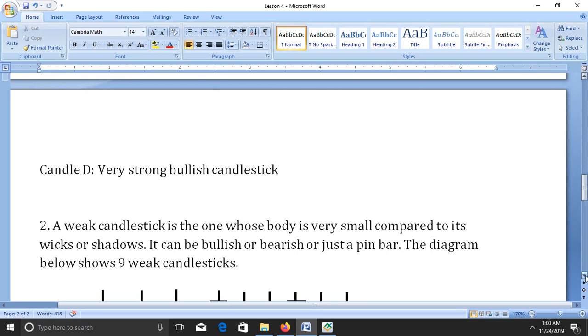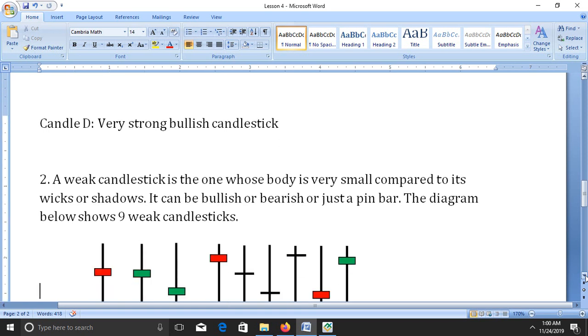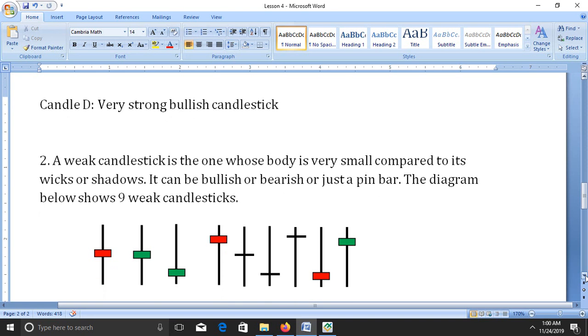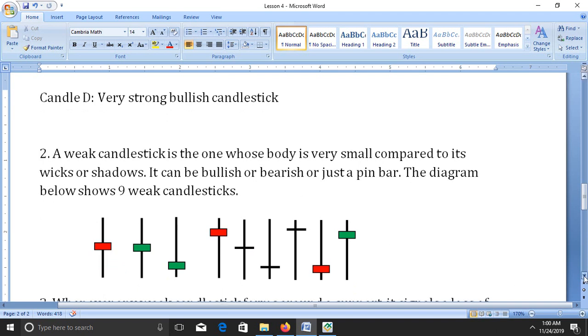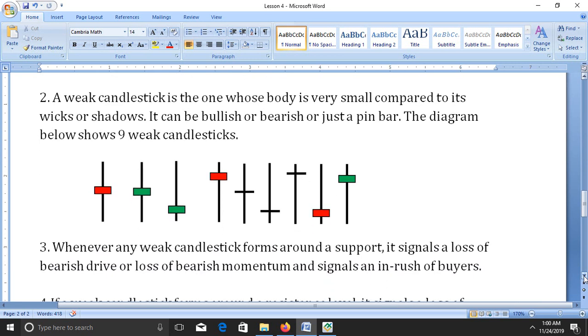Now, I want to talk about weak candlesticks. A weak candlestick is the one whose body is very small compared to its wicks or shadows. It can be bullish or bearish, or just a pin bar. The diagram below gives us 9 examples of weak candles. You can see that all these 9 candles are weak candles. Whenever any weak candlestick forms around a support, it signals a loss of bearish drive or loss of bearish momentum, and signals an inrush of buyers.